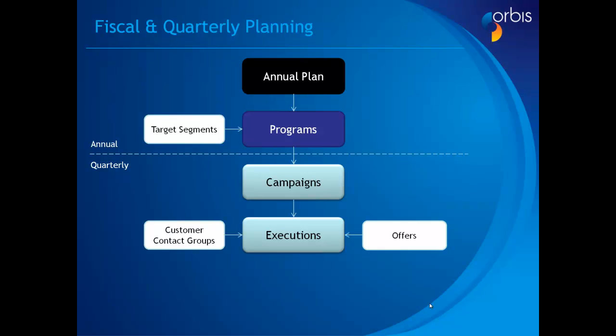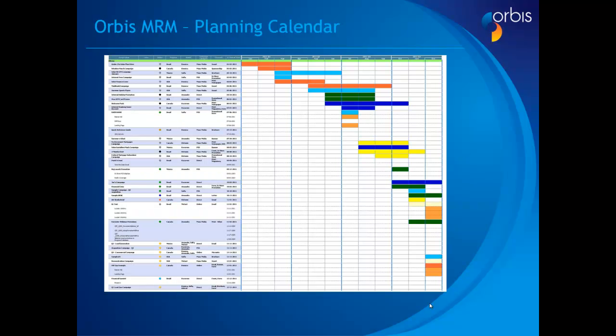and flowing through from there is into some sort of quarterly or periodic process, which usually would be at a campaign level, and of course the executions, which are the channel executions, which may involve contact groups and offers. Orbis MRM initially provides a view of all of that, because in a complex marketing department it's important to know what's going on, what have we planned, and of course right down to the level of what executions are occurring in the market and when, and what status are these different activities at.